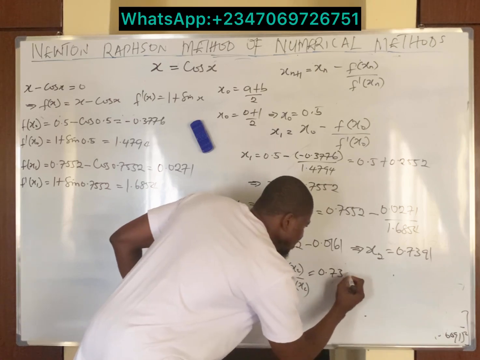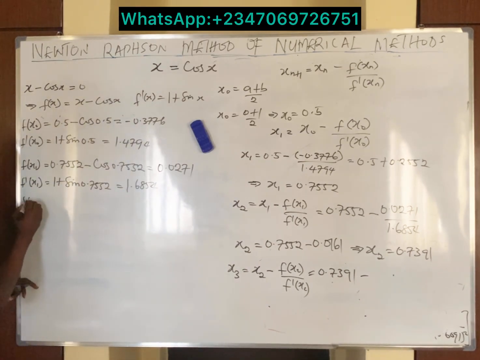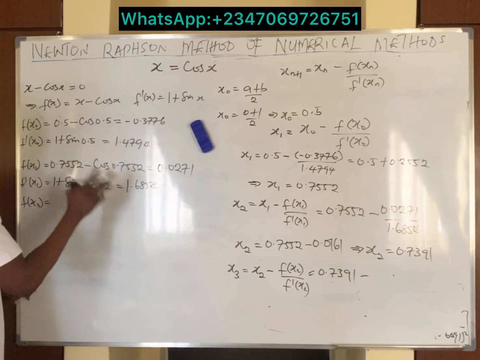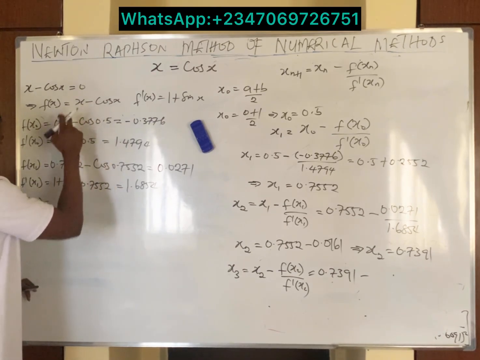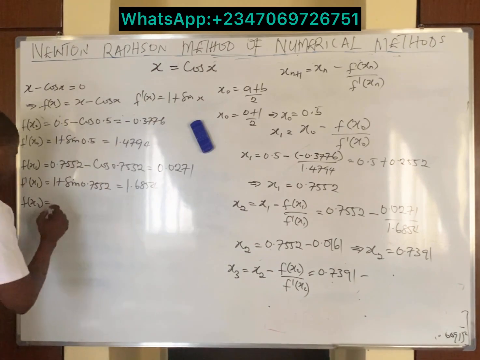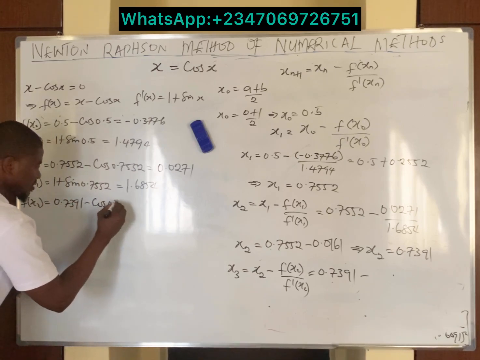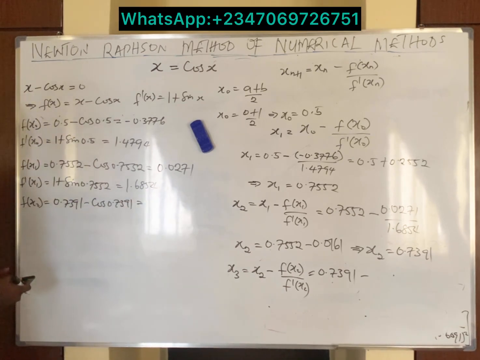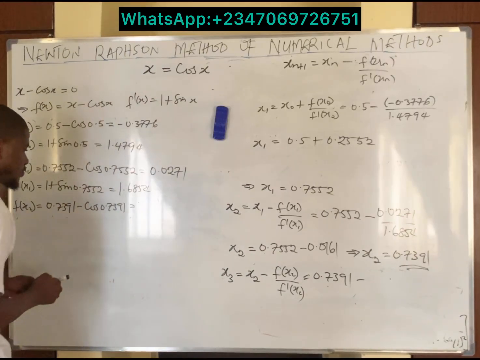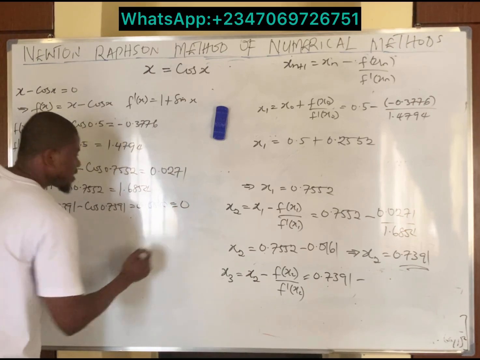So we have 0.7391 minus, let us find f of x2. So f of x2 is going to be equal to the value of the function at the value of x2. So we have x minus cos x. X itself is 0.7391. So we have 0.7391 minus cos 0.7391. If you evaluate this, don't forget to put your calculator in radian mode. Upon evaluation, this gives us approximately 0.0000, which you can simply call 0, right?